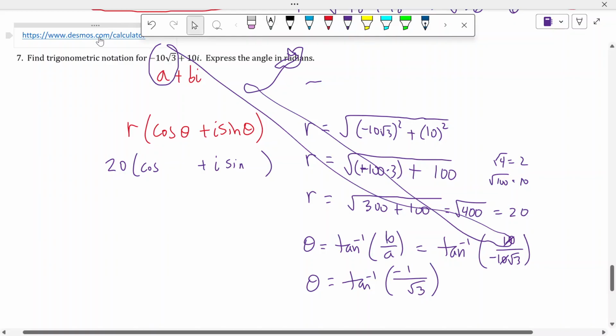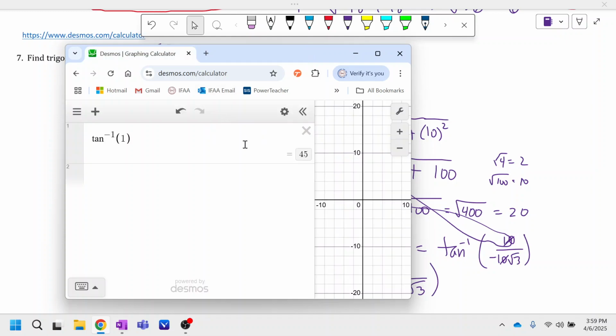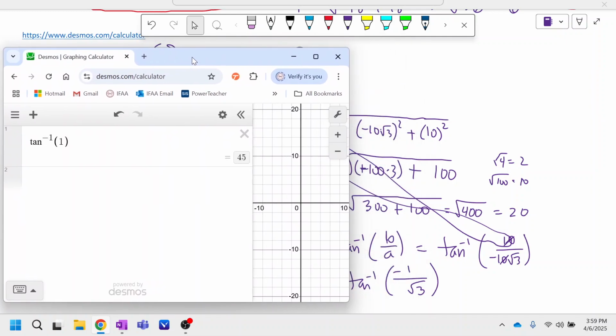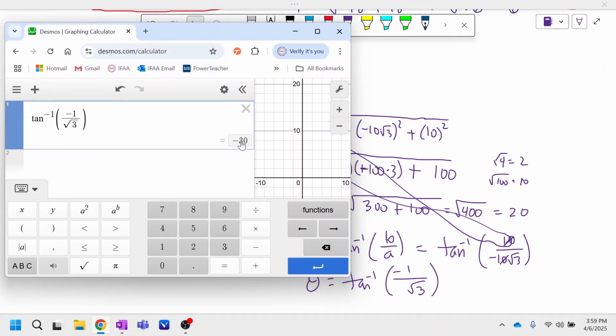Let's just use the formula and see what we got. Tangent inverse of, this is from my last problem, let me change this to negative 1 over the square root of 3. Negative 30 degrees? Okay, yes. So it's 30 degrees, but negative.